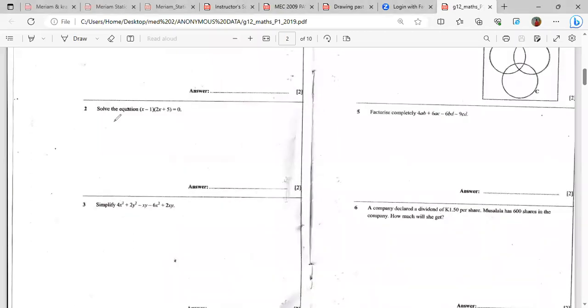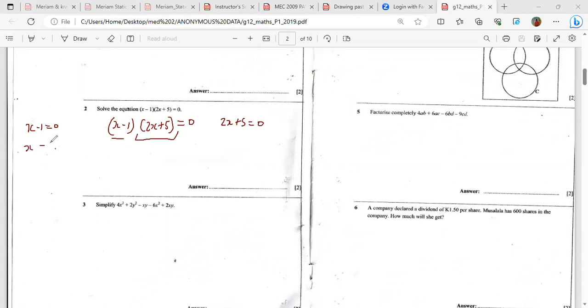So this is going to be (x minus 1)(2x plus 5) equal to 0. So here you just get this and equate it to 0. So we are saying x minus 1 equals 0. Then you also get this and equate it to 0. So 2x plus 5 equals 0. So you can solve that now.